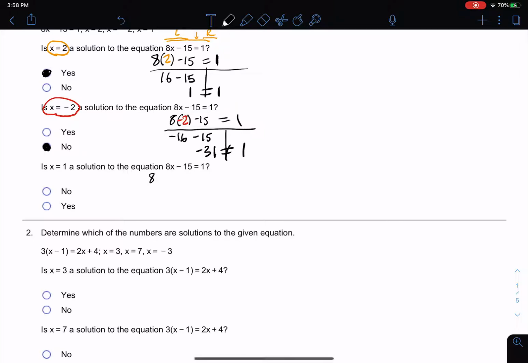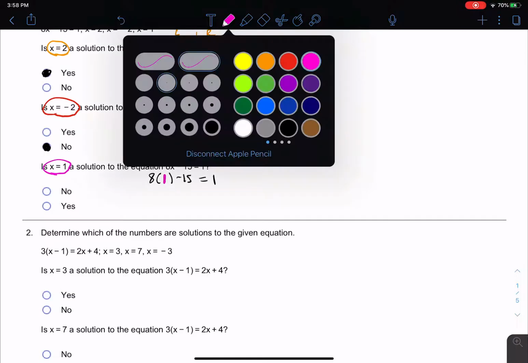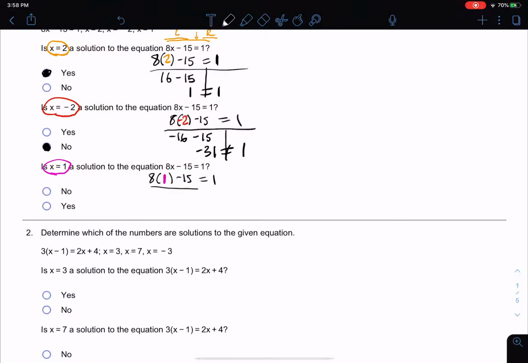Let's try this again. 8 times x minus 15 equals 1. Does x equals 1 work? So we replace x with 1 and see what happens. 8 times 1 is 8. Minus 15 gives us negative 7. And negative 7 is definitely not equal to 1, so we say no. x equals 1 is not a solution to that equation.